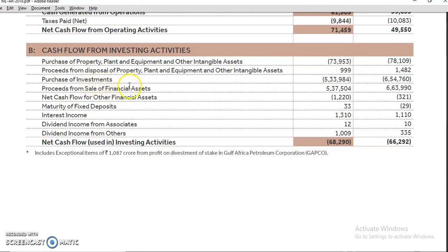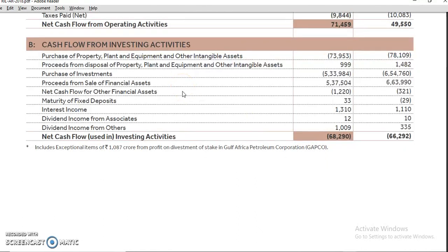Purchase of investment and sale of investments is also included, because the company keeps on buying and selling the investments. So this is also reflected in investment activities. Then maturity of the fixed deposits, and interest income: how much interest income they have received, how much dividend they have received from the investments. So here you can see the company generated 71,000 from the operations, and it invested that money into the property. So here 68,000 is minus. So this is how the company has been utilizing its cash from operations.